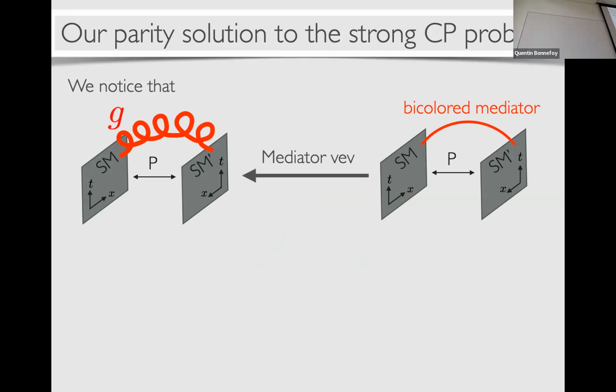So a picture where you have two mirror worlds, including two versions of the gluons, as long as you have some bicolor mediator that takes a vev, so that in the deep IR, those two color gauge groups break to their diagonal subgroup that would look like the gluons we see today.